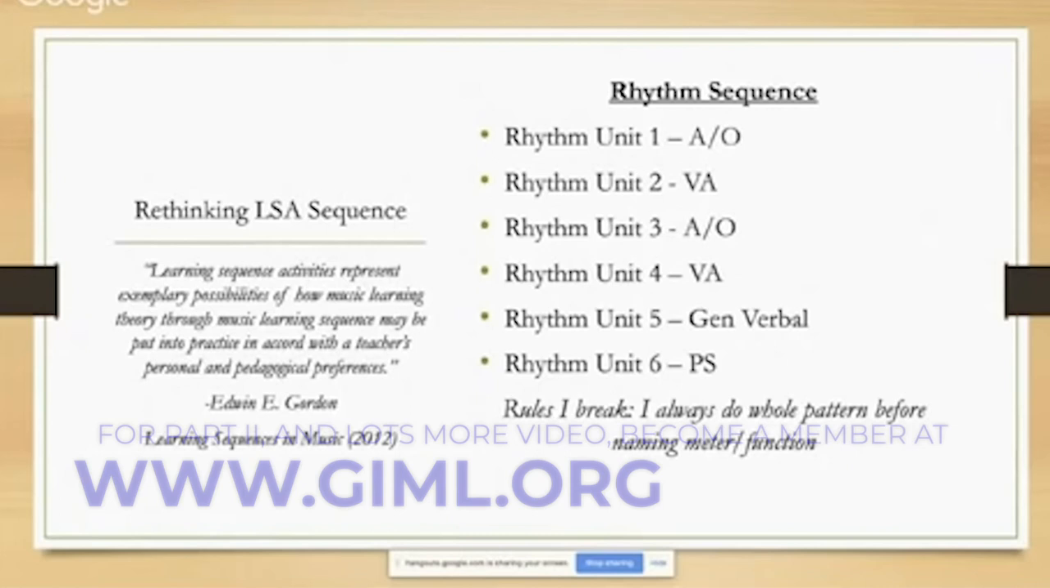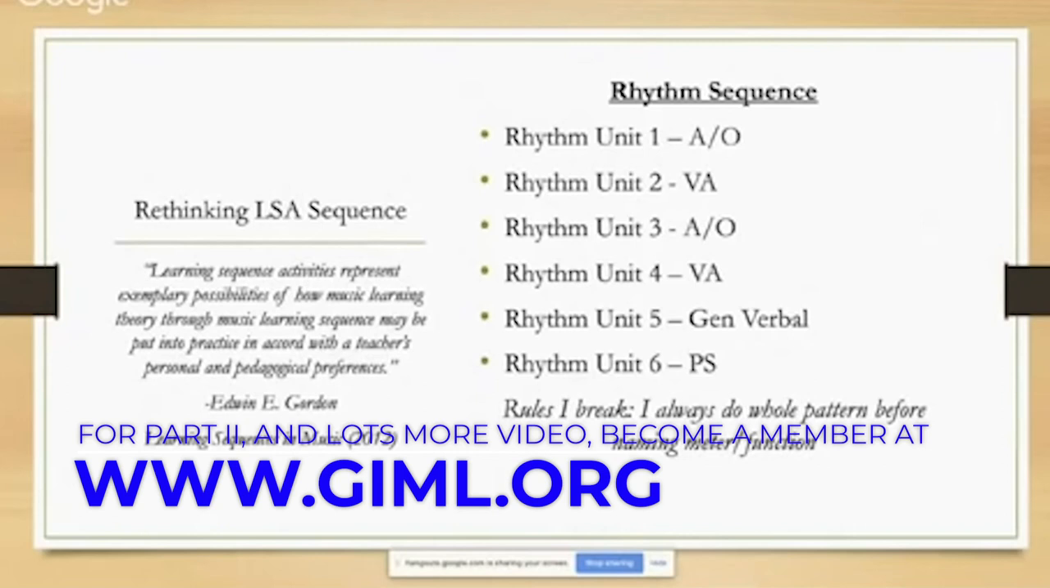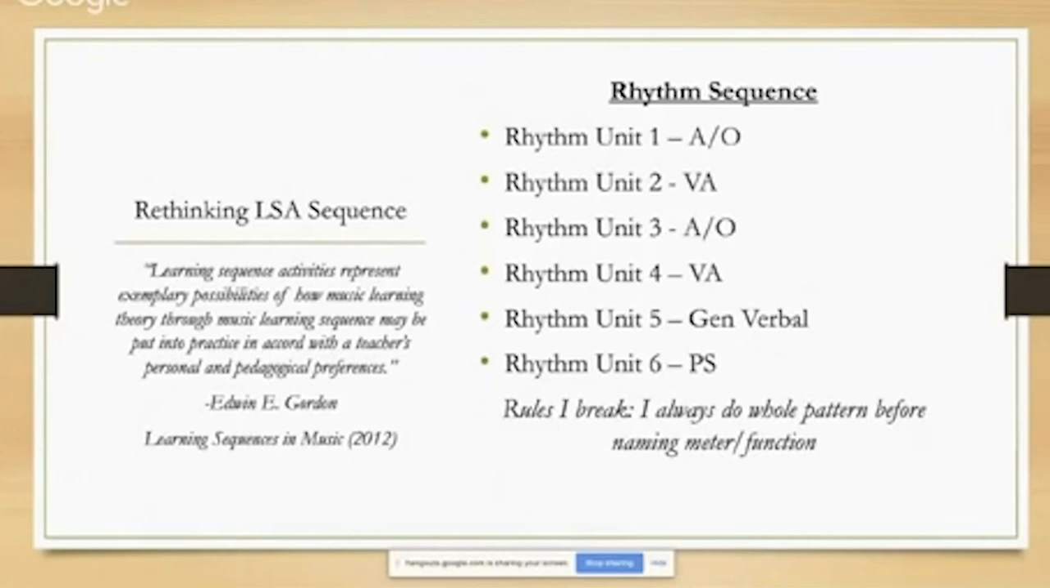So I'm sharing this with you because down here it says rules I break. With rhythm, I always do whole pattern before naming meter and function. I understand why he did it. I just don't think it's best practice. And so I am going to agree to disagree with some people, including Dr. Gordon, on that one. I think it's very hard for kids if their very first exposure to verbal association is not chanting the pattern, but learning to differentiate whether they're hearing a macro-micro pattern or no, and they've never chanted the pattern they're supposed to be separating or sorting, as we call it in my classroom. It's really hard for them.